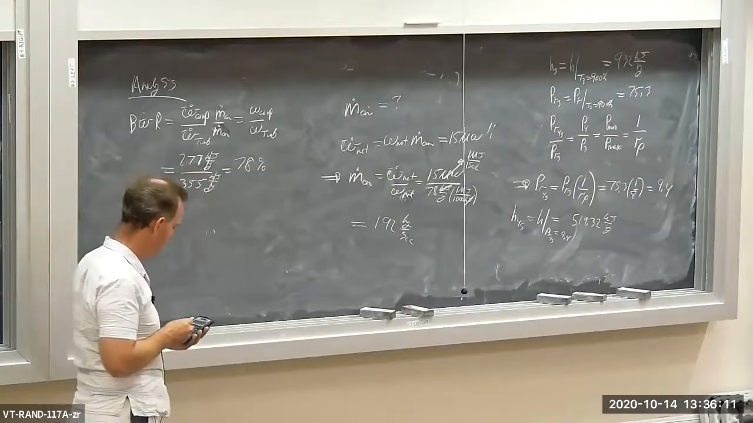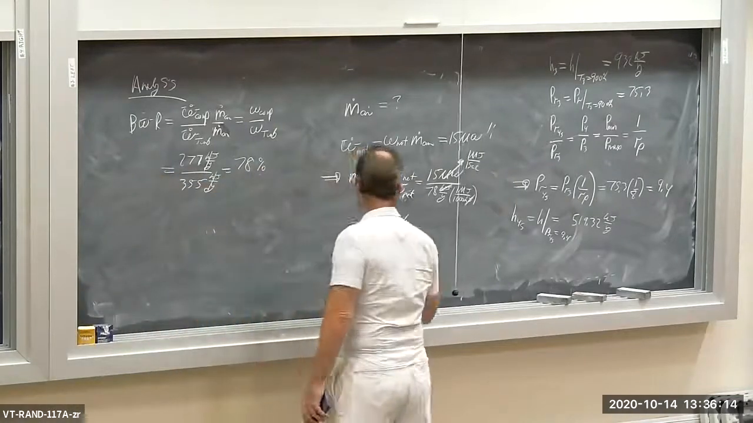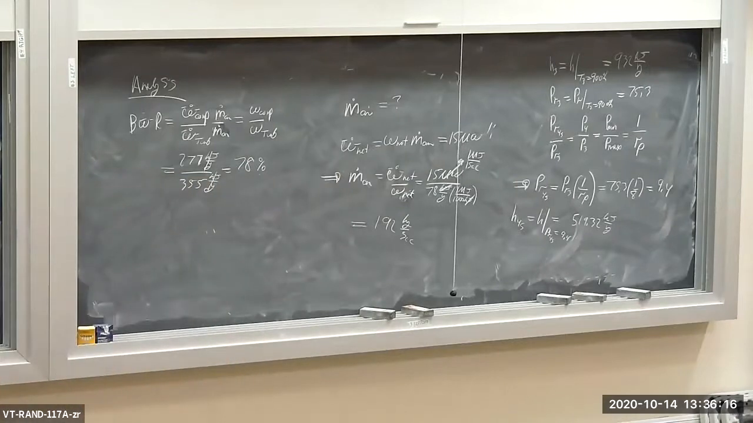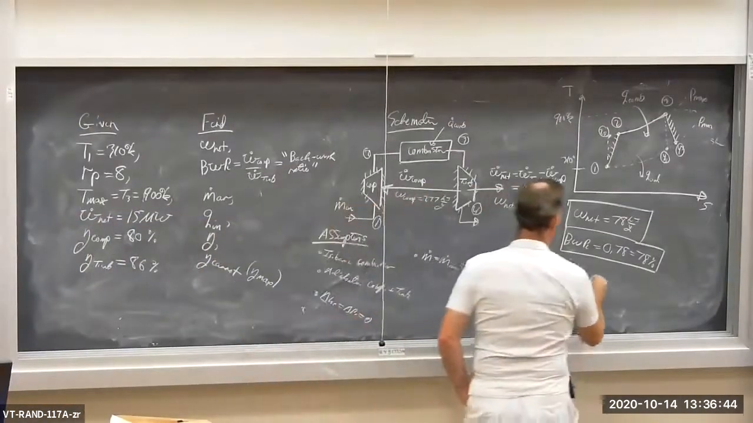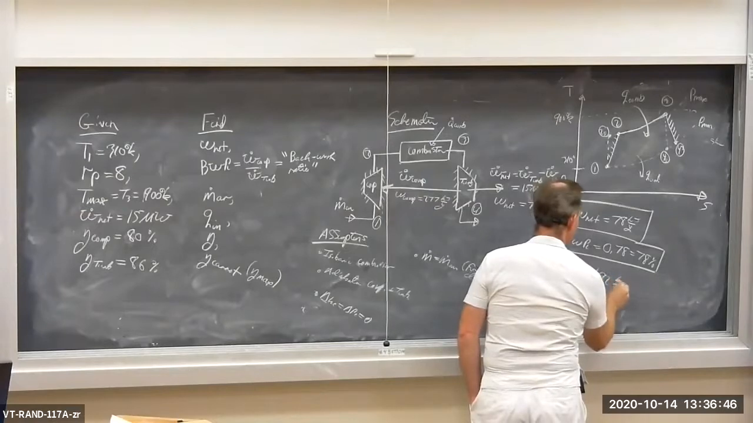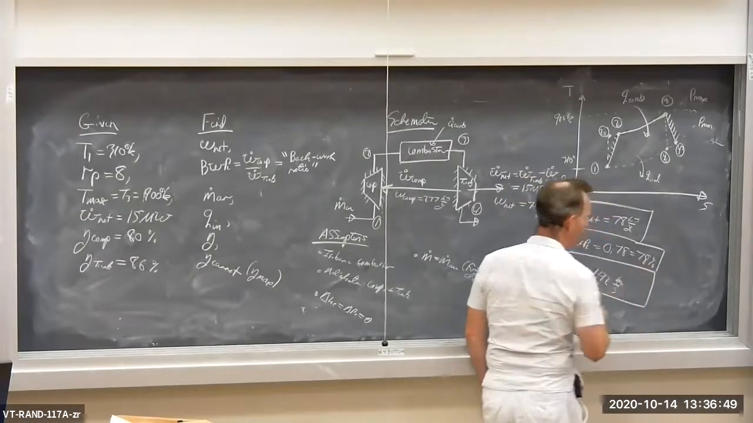Okay, so m dot is 192 kilograms per second. Okay, there we go.